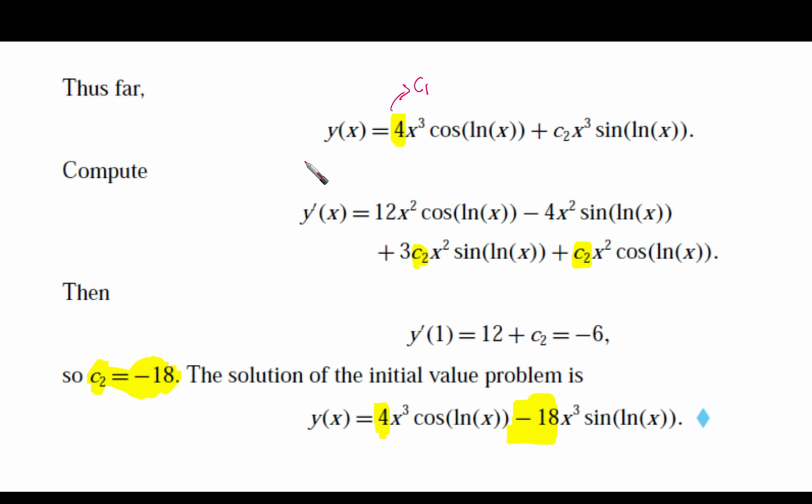So we have y of x equal to C1, which is 4, already obtained, x cubed cosine ln x plus C2, which we do not know, x cubed sine ln x. We're going to take the first derivative of this equation, y prime of x. So the first derivative is going to be 12x squared cosine ln x minus 4. Because we have here two functions, the x cubed and the sinusoidal function, so they are two functions multiplied together.